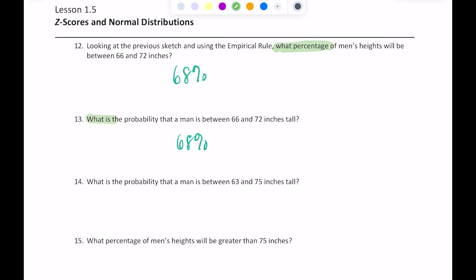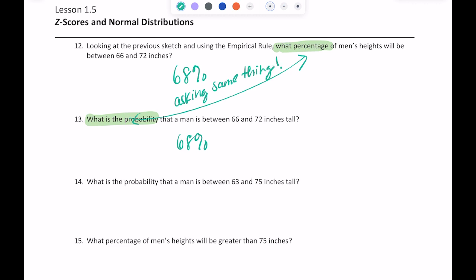When they ask you for what percentage and what probability, and this is very important, these are basically asking you the same exact question. That's very important to know because they're going to use those words interchangeably. The probability that a man is between 66 and 72 inches tall is the same thing as asking what is the percentage of men that will be between 66 and 72 inches tall.